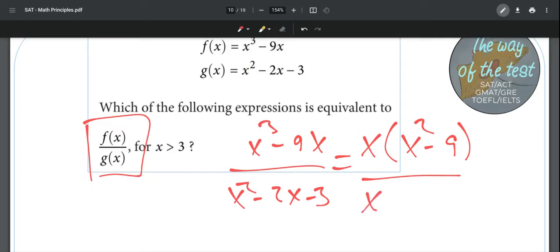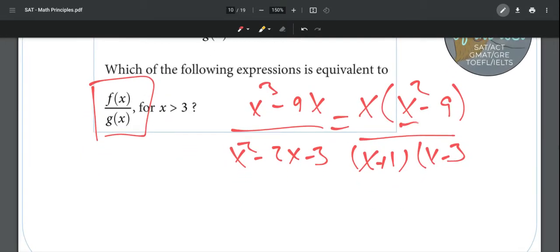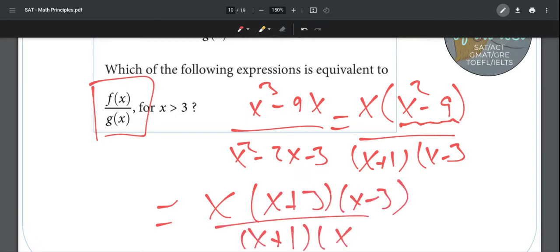Well, let's put it x plus 1, so x plus 1 times x minus 3. And then you can see that you can still factorize the expression in the parentheses here. So this is going to be equal to x times x plus 3 times x minus 3 over x plus 1 times x minus 3.